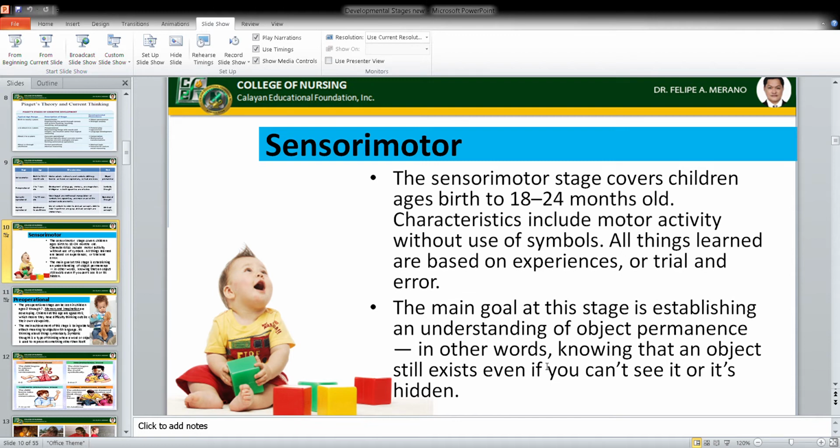So even if they don't see the object, it still exists in their mind. Even if they don't see it, it is part of their imagination of things.